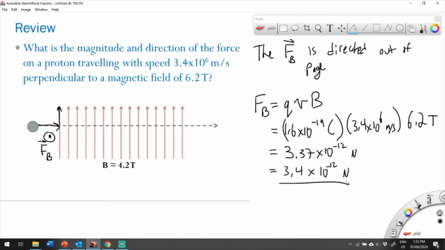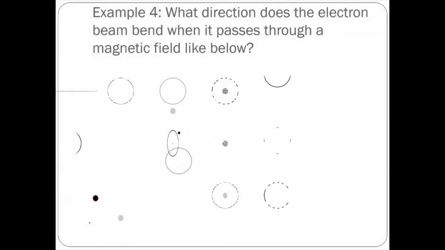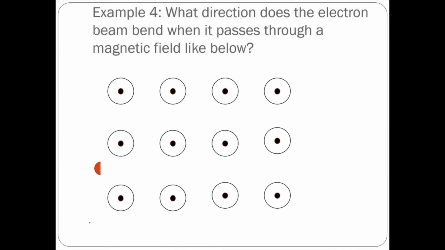So this proton feels a relatively small amount of force, but keep in mind the proton is not that massive, so this force will actually cause it to change direction quite drastically. Another example. So here, no numbers, but we're asked what direction does the electron beam bend when it passes through a magnetic field like below.